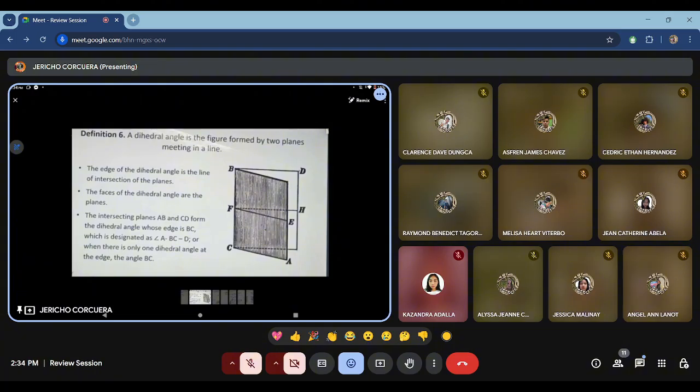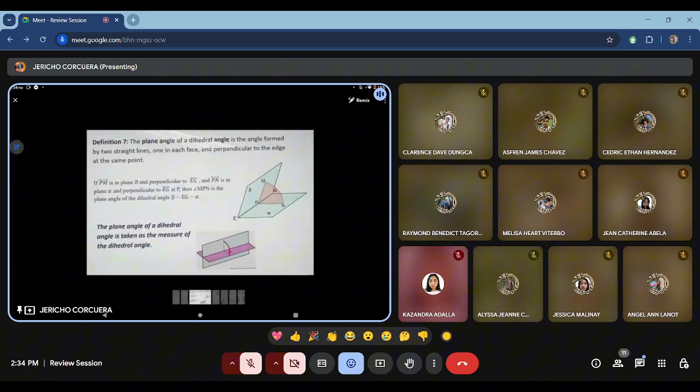That's the angle, the dihedral angle. A, B, C, then D, because we have plane AB and plane CD, and the edge is BC. That is the dihedral angle: plane AB and plane CD, and BC is their edge.